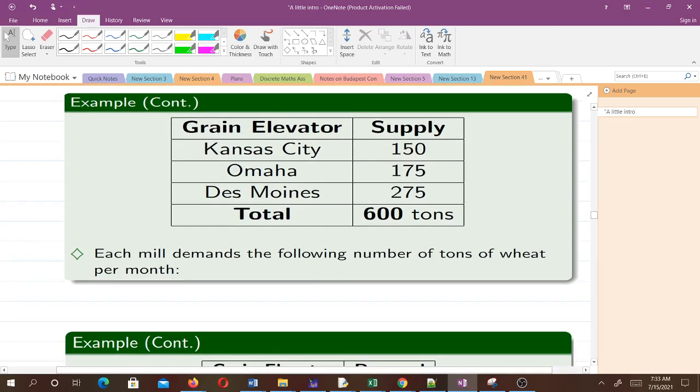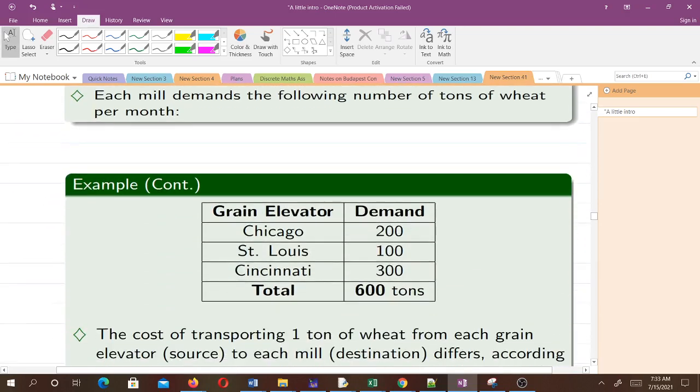And each mill demands the following number of tons of wheat per month. Okay, so this is the demand too. So the mill at Chicago demands 200, that at St. Louis demands 100, and that at Cincinnati demands 300, and the total demand is 600.